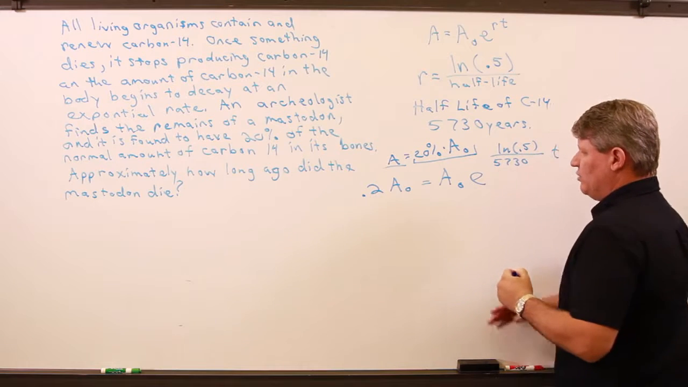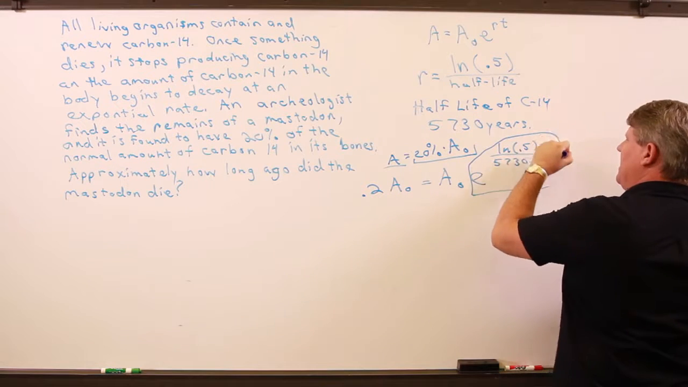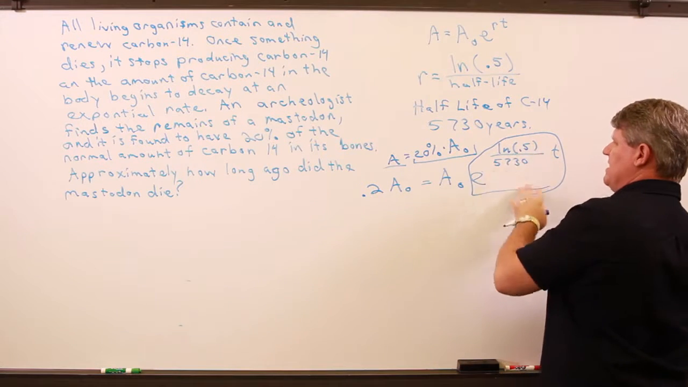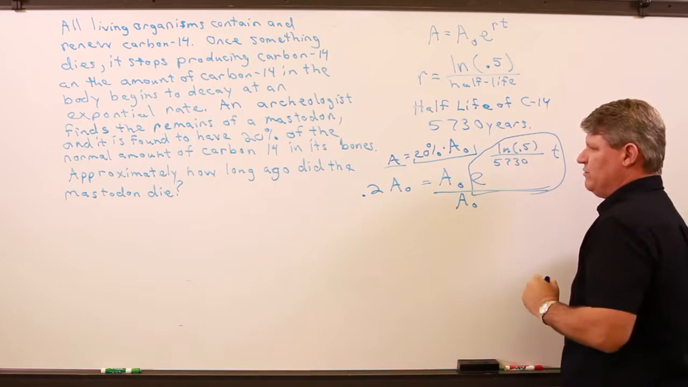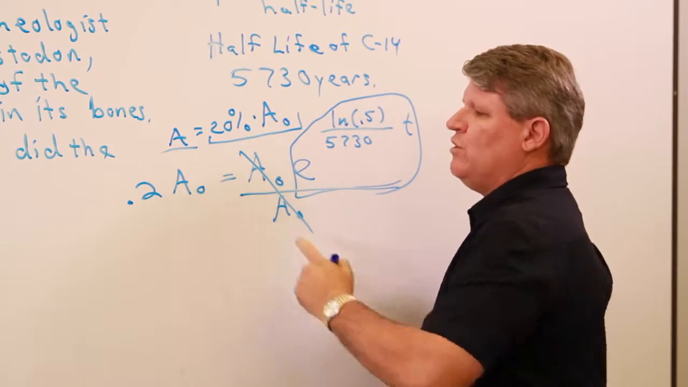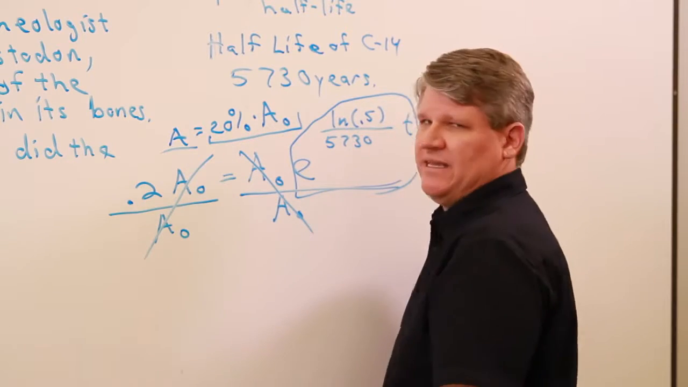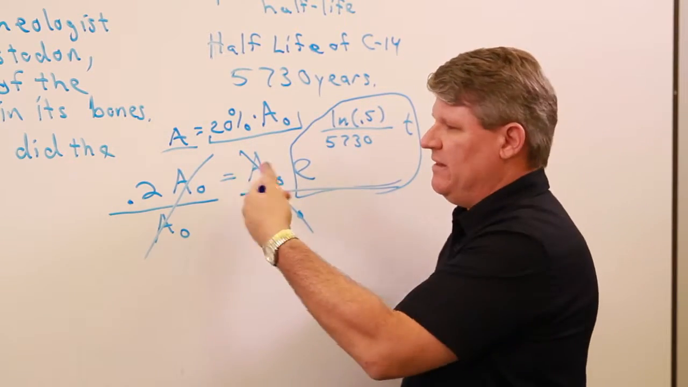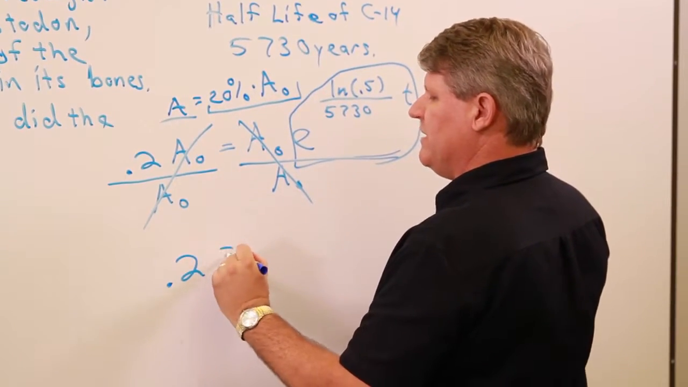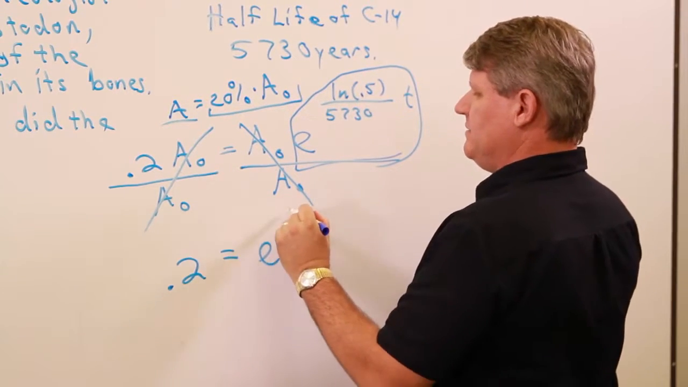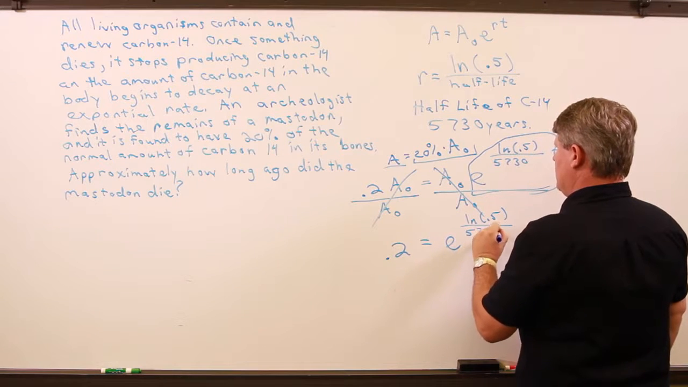Now, we need to solve this equation. The first thing I want to do is get my E with its exponent by itself. So I'm going to divide both sides by A0 to cancel that A0 out. Notice when I cancel out the A0 on the right side, I'm also going to end up canceling out the A0 on the left side, which is why A0 does not matter. And my equation now reduces to 0.2 is equal to E to the natural log of 0.5 over 5,730 times T.